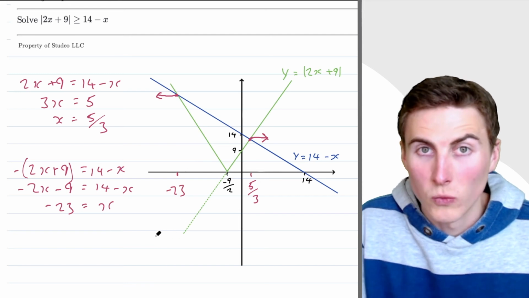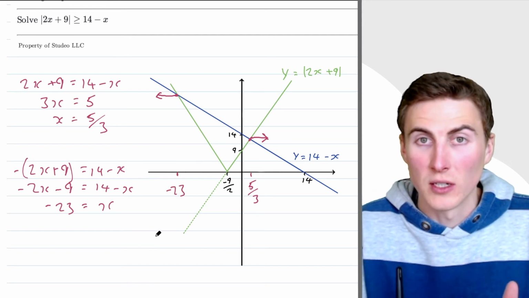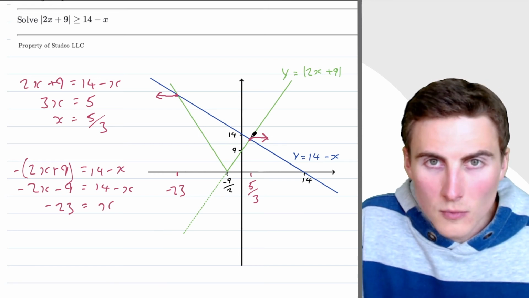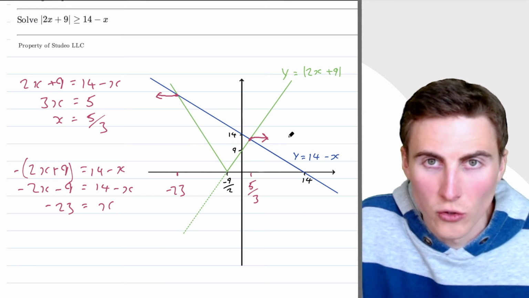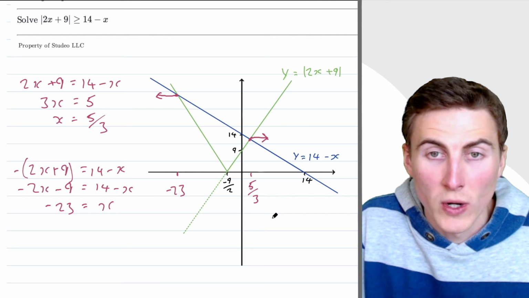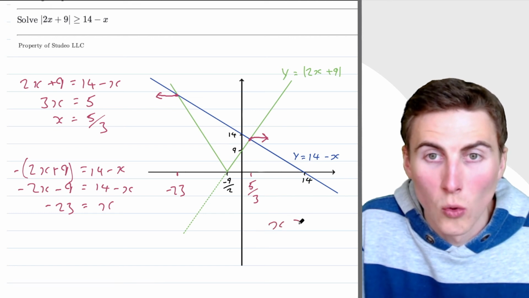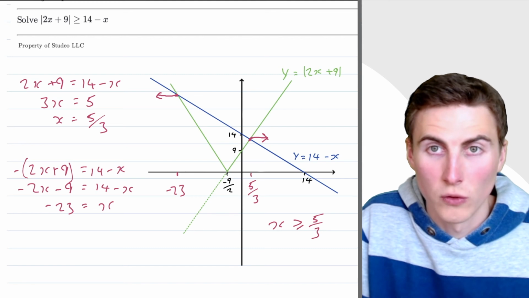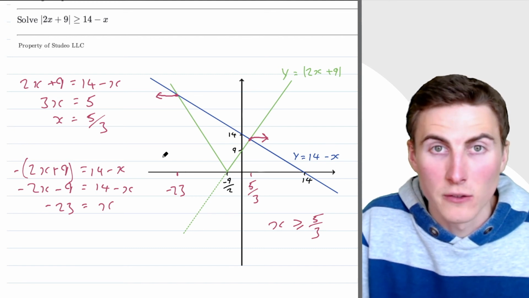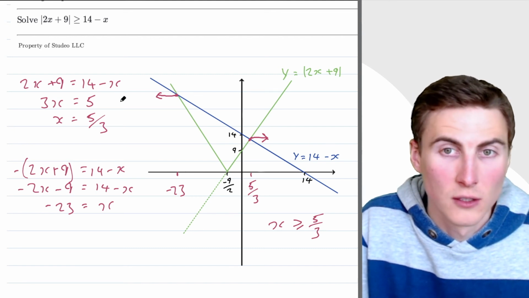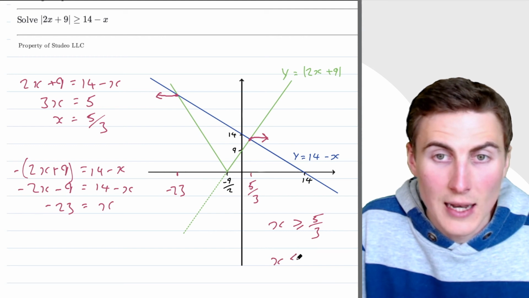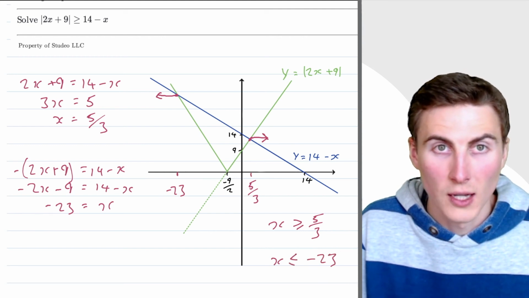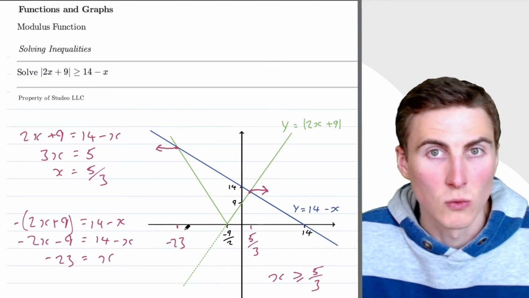Now that we have our points, we need to take into account the actual inequality. As we said, we want all of this region on the right. So we want whenever x is more than or equal to 5/3, because that will account for all of this region. And then from this point, we want everything on the left of here, so whenever x is less than or equal to -23. And that's it. That's how you do these ones.